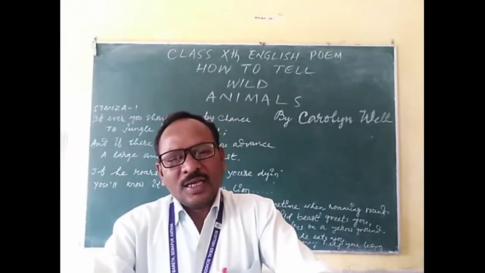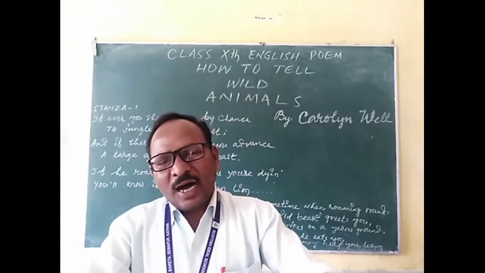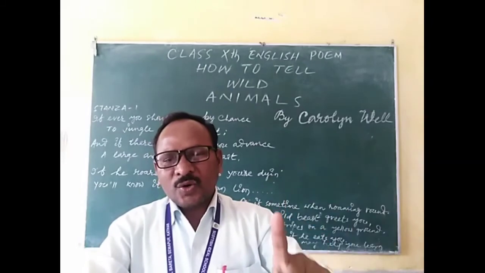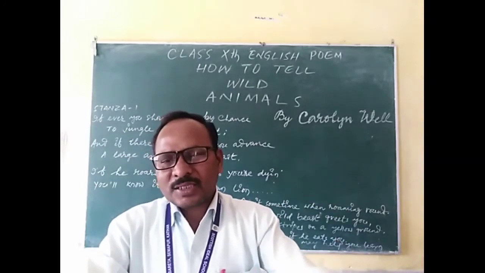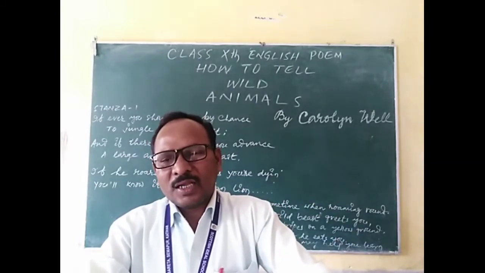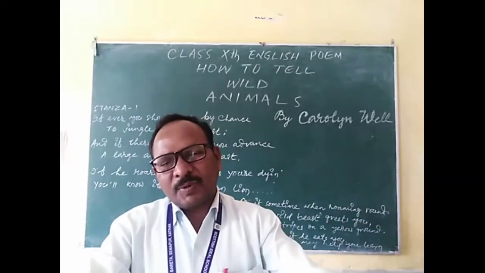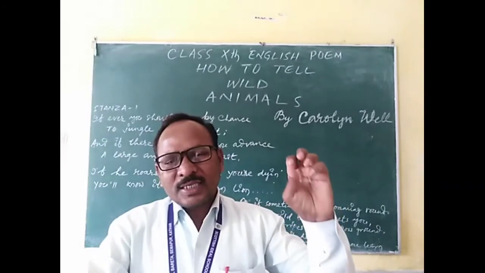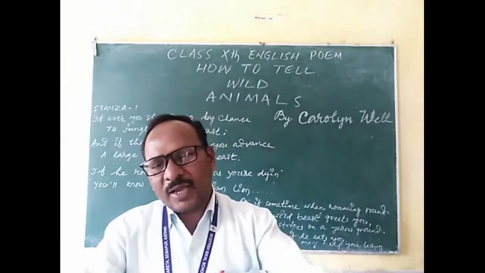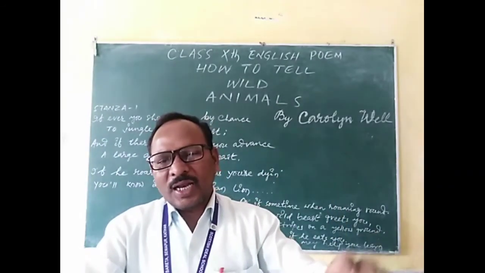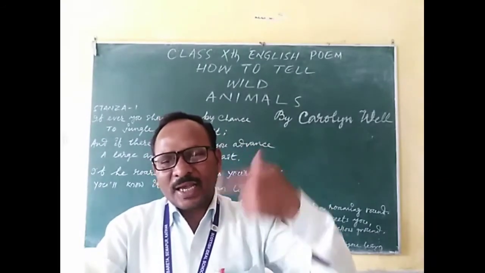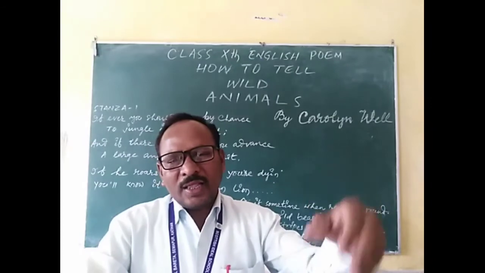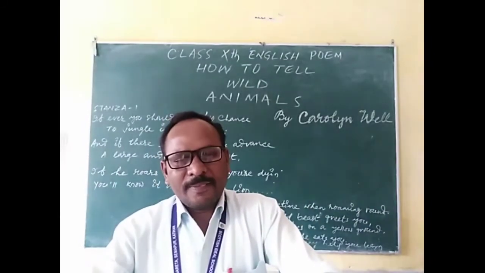After this, she asks the readers whether they know how to recognize beasts that hunt their prey. Here she explains about hyenas, which she thinks have a smiling face, and the crocodiles that have tears in their eyes. This can be seen when they are killing their prey.